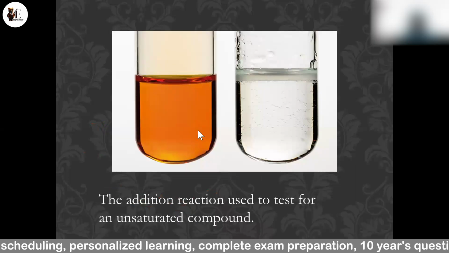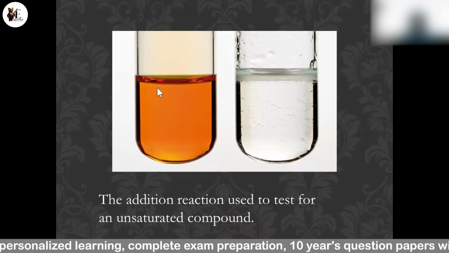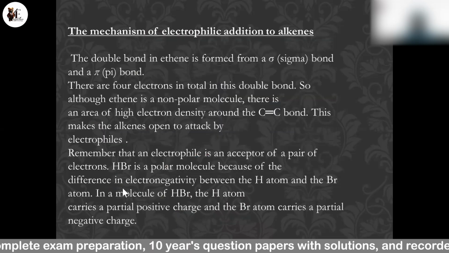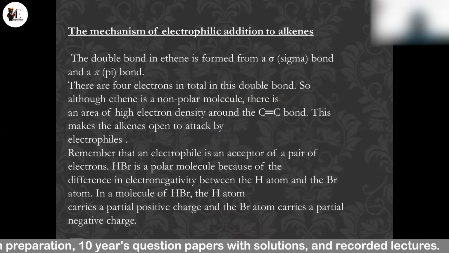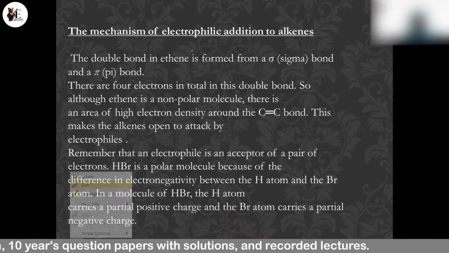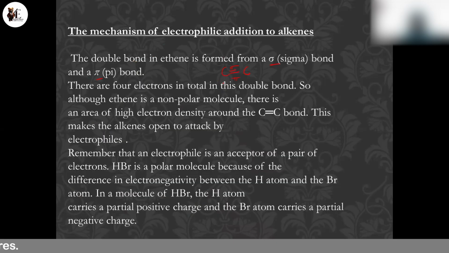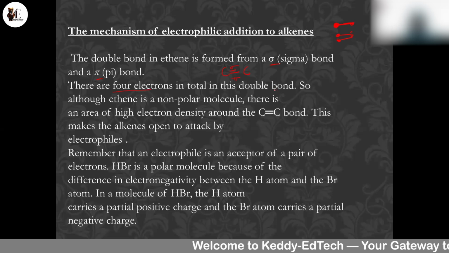Okay. So you can see that this is the bromine water. If the compound is unsaturated, it decolorizes. Next we will study the mechanism of electrophilic addition to alkenes. In an alkene, we have a double bond, which is formed from one sigma bond and one pi bond. So how many total electrons are there in this double bond? One bond contains 2 electrons and two bonds contain 4 electrons. So in total we have 4 electrons in the double bond.